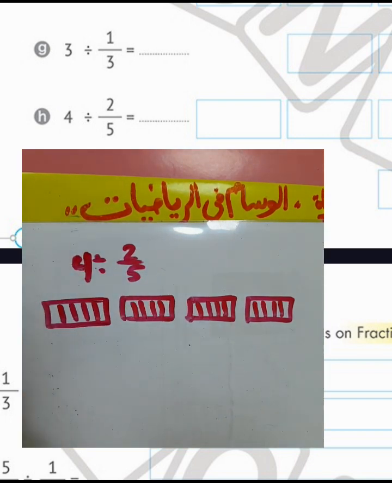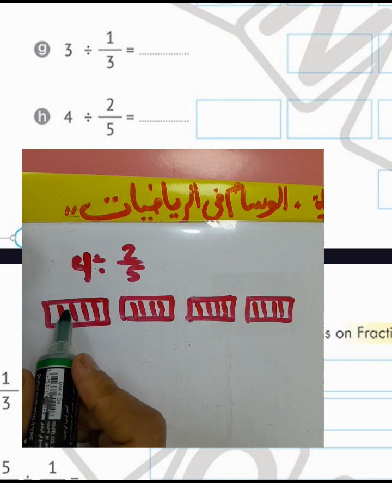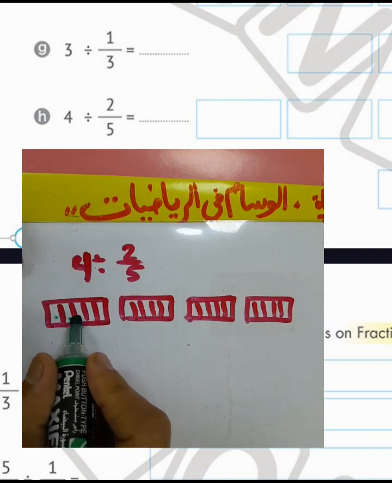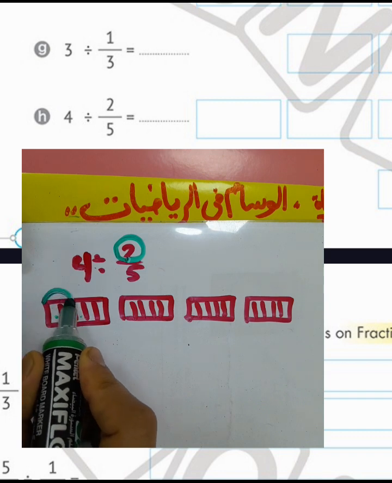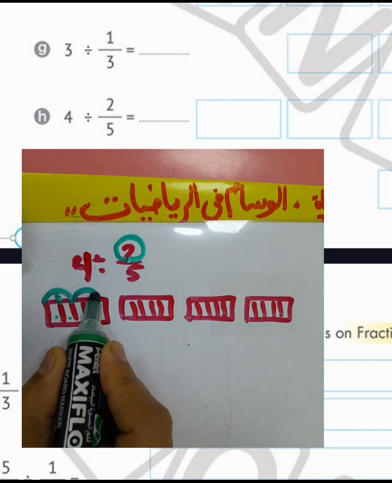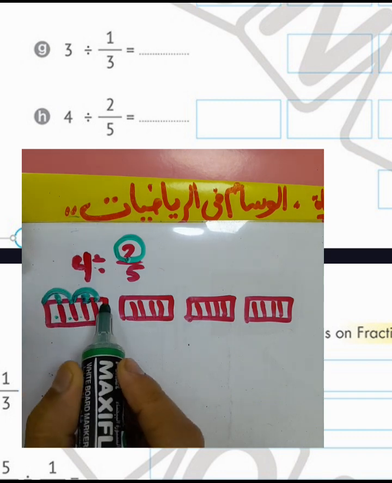It will give me 1. Count with me. This part represents 1 over 5, 1 over 5, 1 over 5. Then we count how many: 2 parts give me 1. 1 plus 1 equals 2.